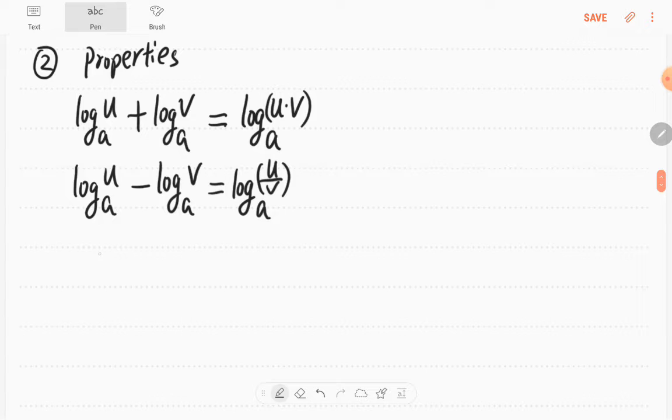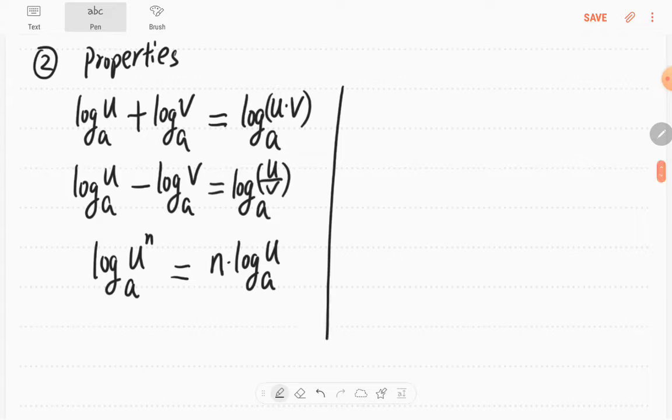Then you have log a of u to the n. You can bring this n down in front of the log, so it becomes n times log a of u. These are some very important properties.